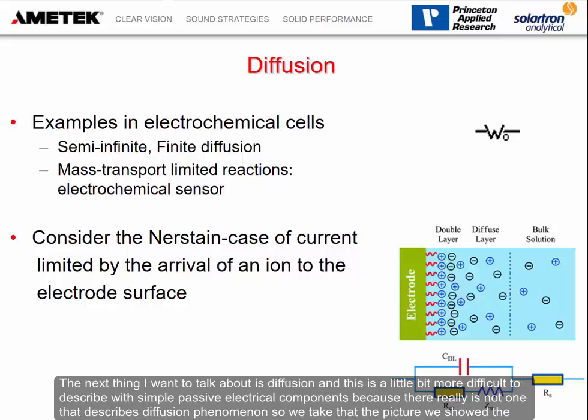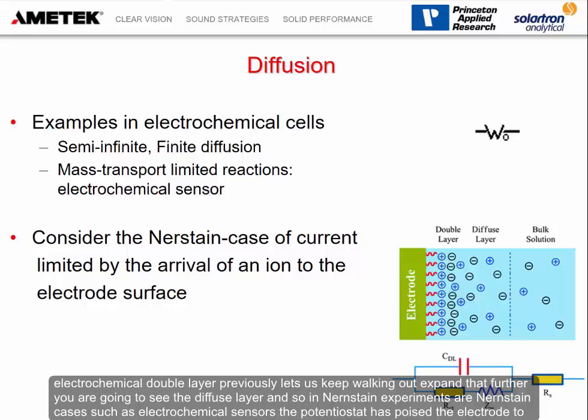So next thing we'll talk about is diffusion, and this is a little bit more difficult to describe with simple passive electrical components, because there's really not one that describes a diffusion phenomenon. So if we take that picture where we showed the electrochemical double layer previously, and let's keep walking out and expand that further, you're going to see the diffuse layer.